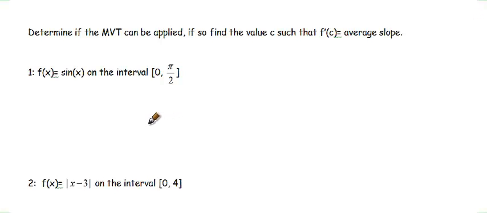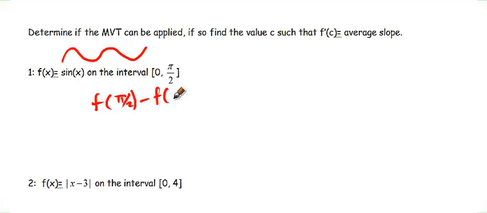Alright, so the idea here is you've got an interval, you've got sine. First thing you've got to figure out is, is sine nice and differentiable? Well, the sine curve is kind of the idea of a differentiable curve. It's a smooth curve, right? So all we're going to do is find f of b, pi over 2, minus f of a over b minus a. Okay. So all we've got to do, and then we're going to set this equal to the derivative.